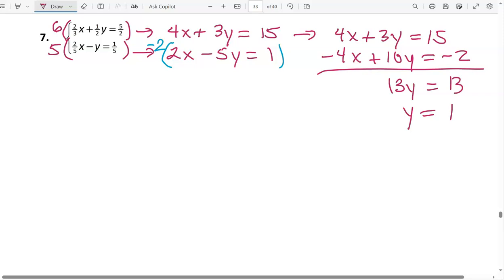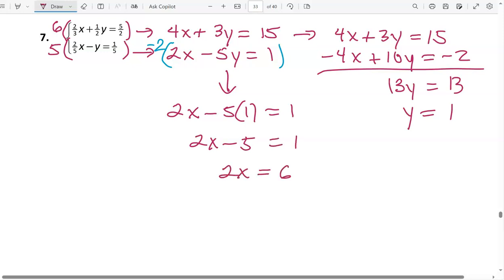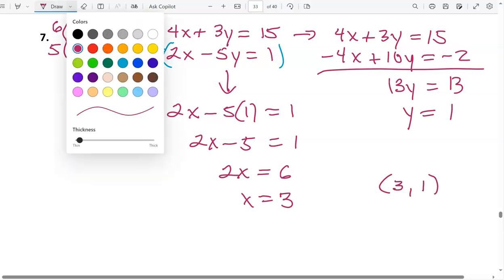Let's take either of the first two equations. So let's just use this one right here. 2 times x minus 5 times 1 is equal to 1. So that's 2x minus 5 is equal to 1. Adding 5, 2x is equal to 6, and dividing by 2, x is 3. That gives us an ordered pair for the solution of 3, 1.